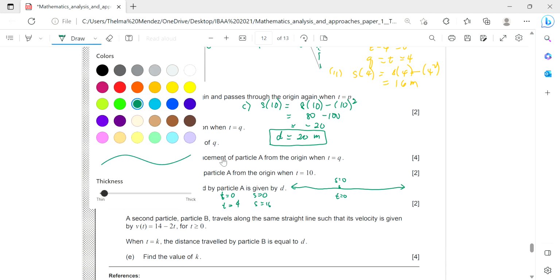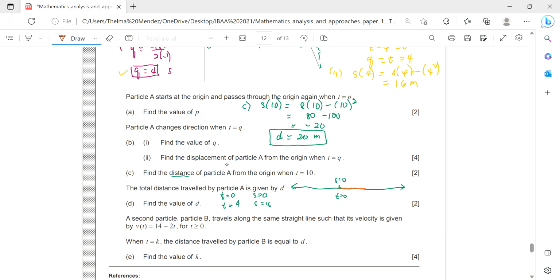So let me use another color. So from here, let's say this is t equals 4. We have 0, 16. And then it changes direction. So from going forward, it moves backward. So when we have t equals 10, our s is negative 20. So we write in the number line the displacement here is negative 20. So up to this point.